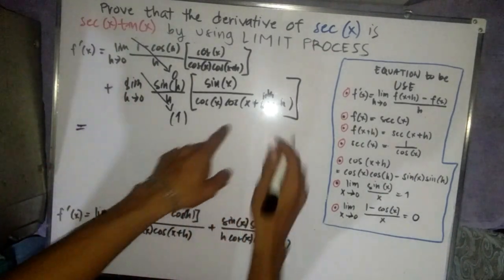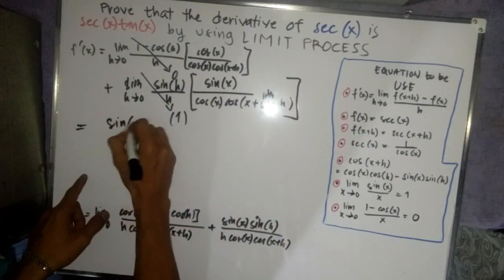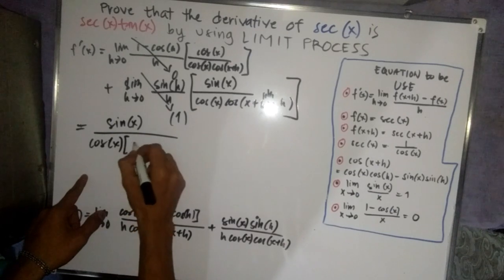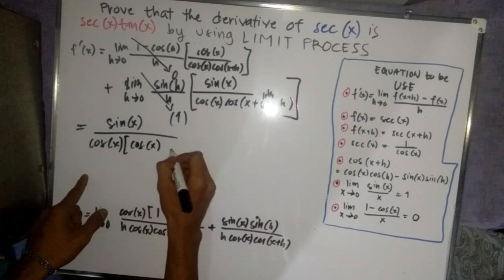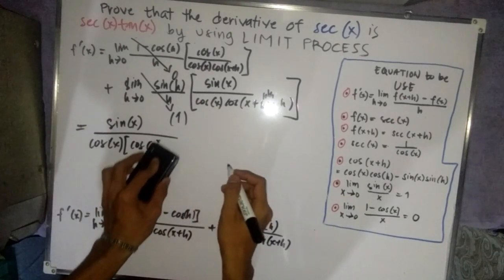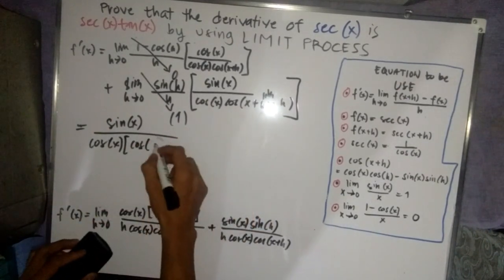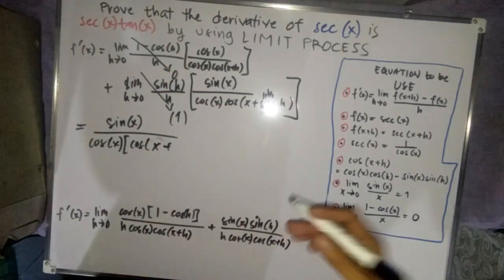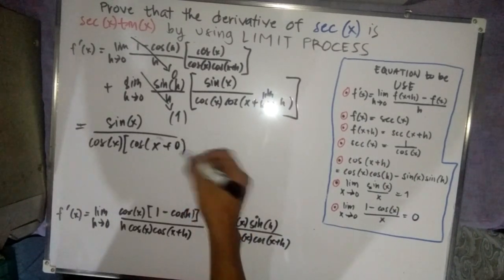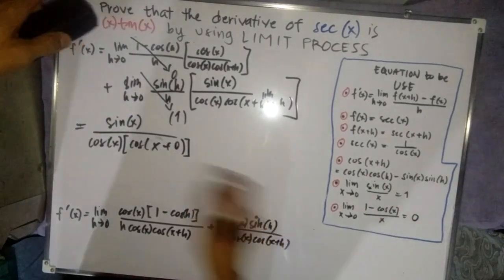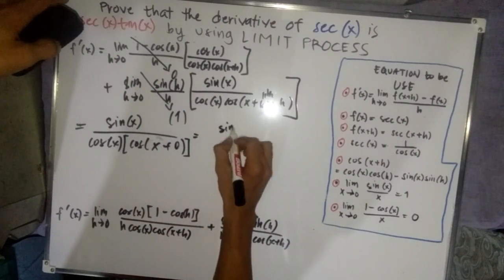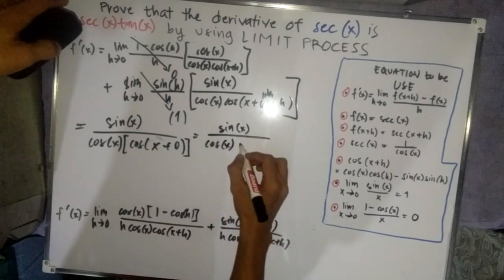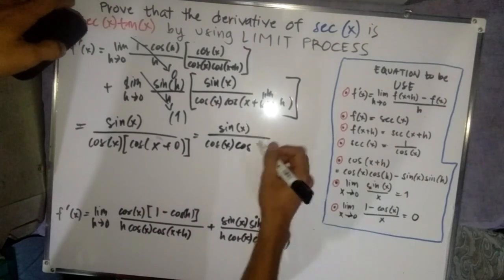Ang sunod na gagawin natin is i-evaluate na natin. So, sin x divided by cosine x times cosine x plus the limit as h approaches 0 of h. Ang value niya is 0. So, ibig sabihin, matitira sin x divided by cosine x times cosine x plus 0, which is just x.